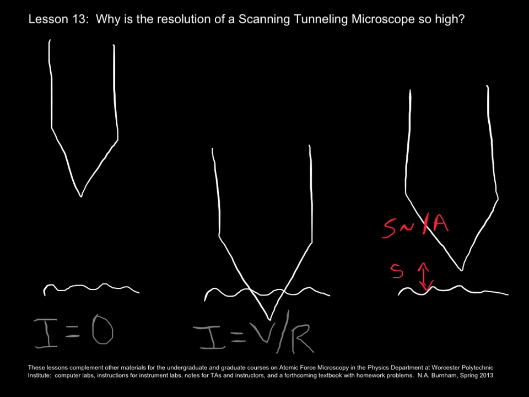So when the separations are on the order of an angstrom out to a nanometer or so, then the expression for the current varies between I0, which would be V over R, if you will, times the exponent of minus twice a constant times the separation. I'd like to take a closer look at this equation because it is key to the resolution of STM.